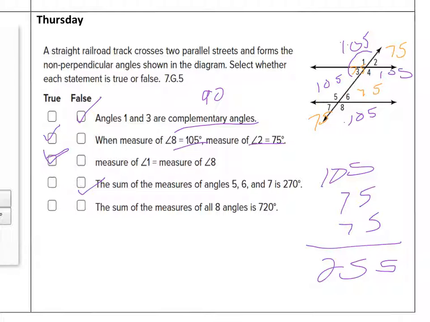And finally, the sum of the measures of all angles, that would be adding all of them together. And what that would mean is if I were to add angle 1, 2, 3, and 4 together, that should be 360 degrees. So if I add all of them, and I do, and I get 360 degrees, that means this also would be 360 degrees. So I have 360 plus 360, and that is a total of 720 degrees. So that is a true statement. So you should have false, true, true, false, true.